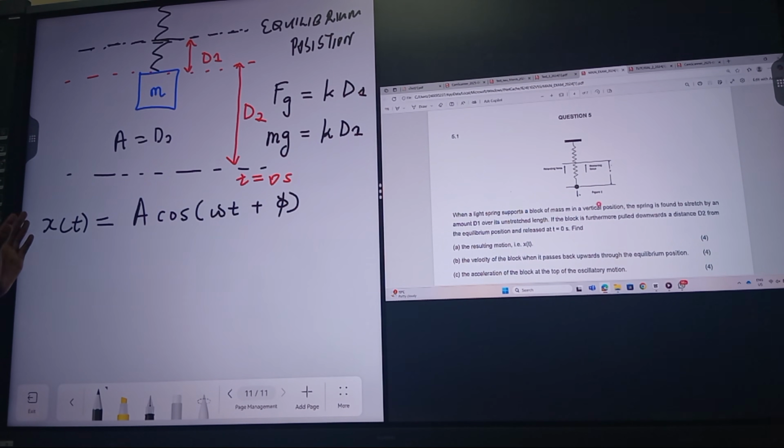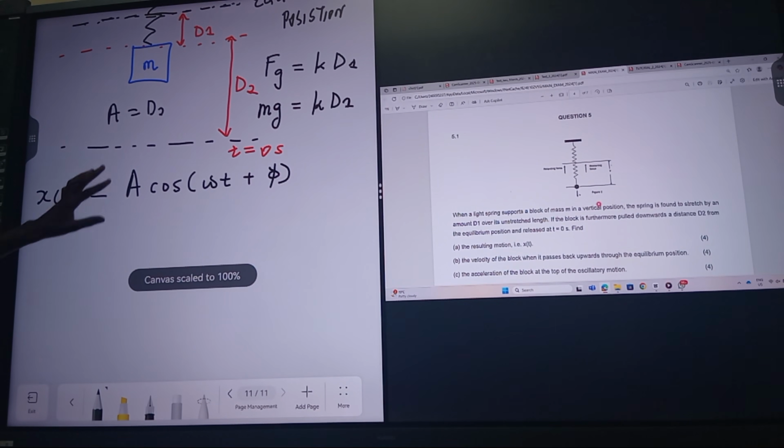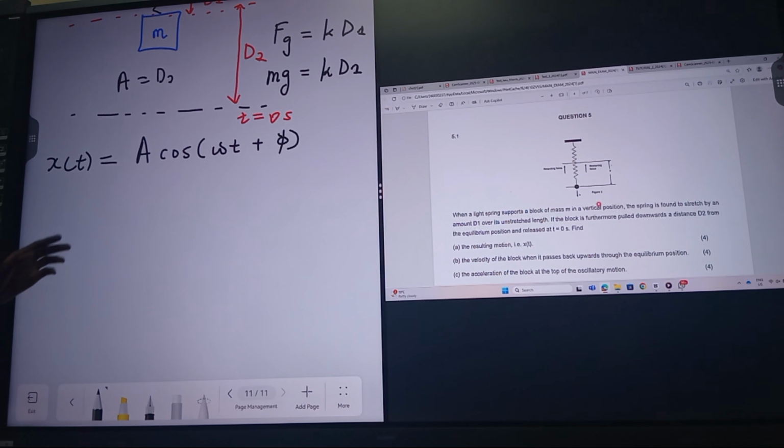Let's just use this as the standard. But for our proof, we'll likely use cosine, but for calculations, we usually use cos. So now to find the resulting motion, we will need the amplitude.